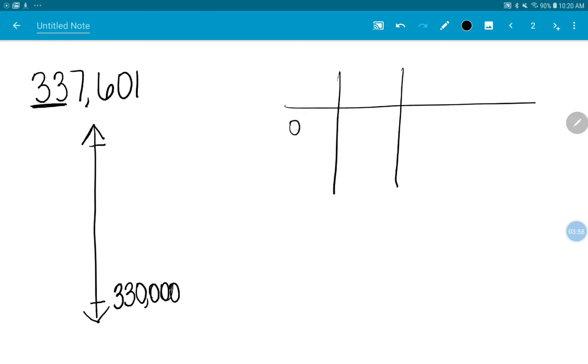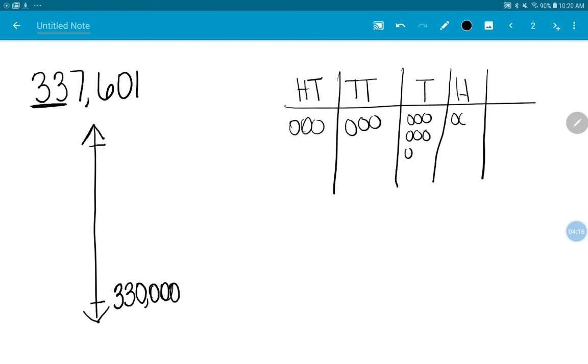If I have 300,000s, 3 10,000s, 7,000s, 600s, 0 10s, and 1 1. Okay, that's what I have, right? I've represented 337,601 on my place value chart. So we said there are 33 10,000s.